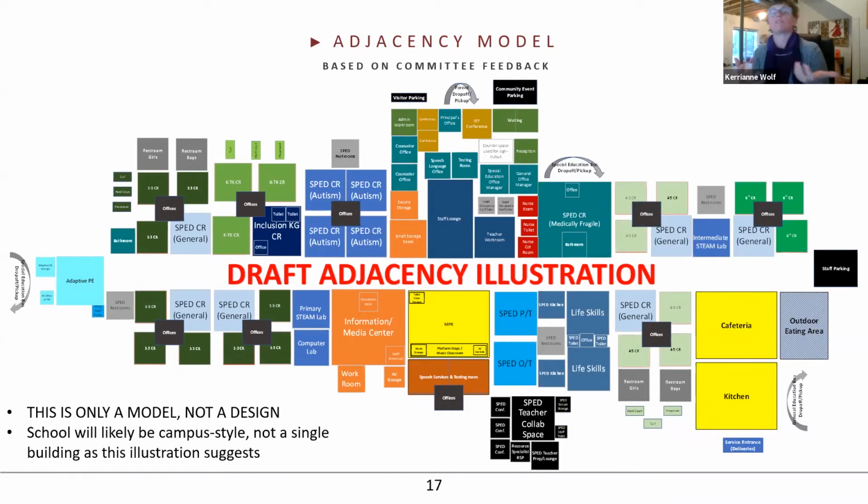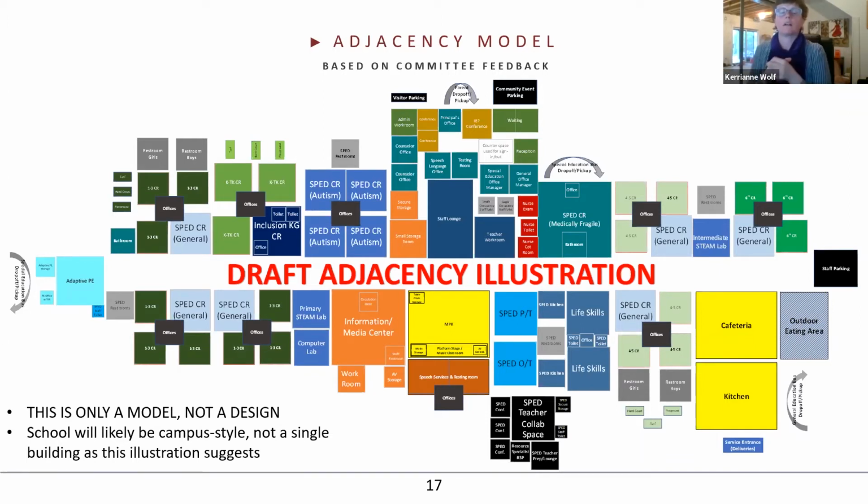I have a couple of questions that popped up for me as I was drafting the illustration based on the drafts that I got back. My main questions become things like, I see that in this illustration, adaptive PE was at the far left or west. The multi-purpose room was right in the center of the campus, and then the cafeteria was on the far right.